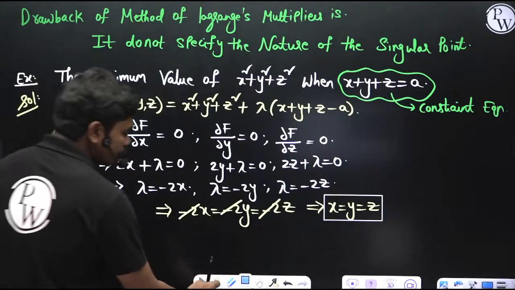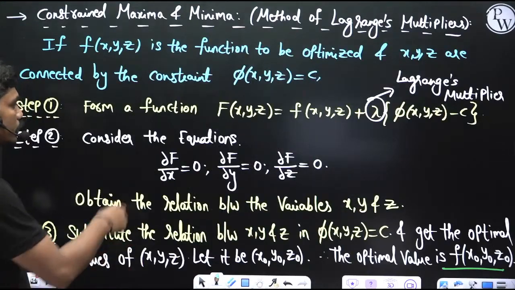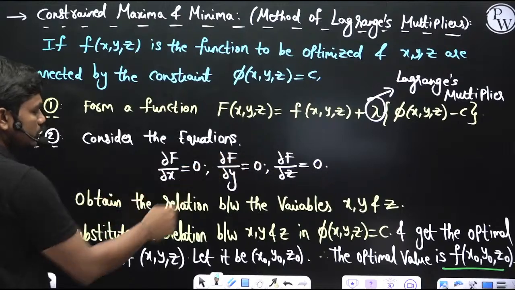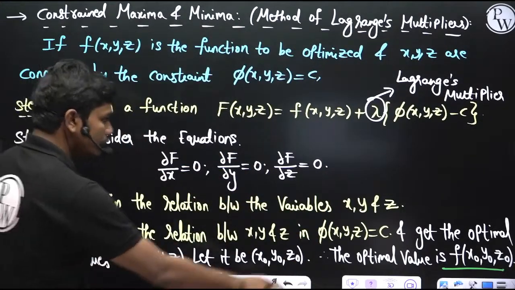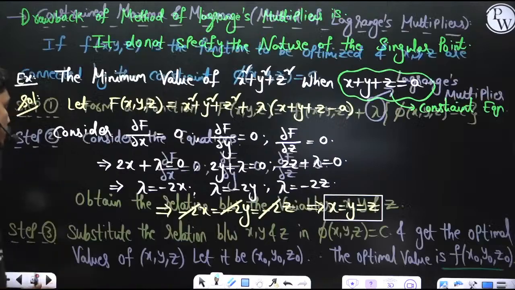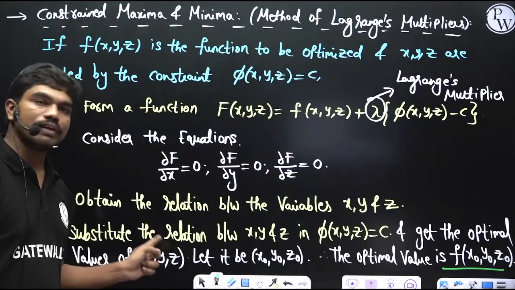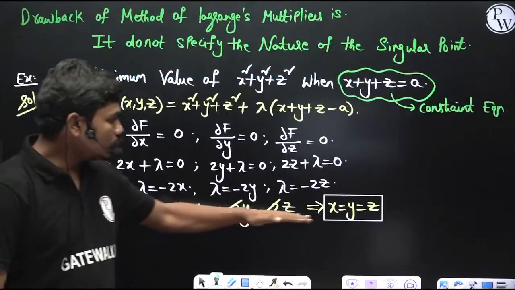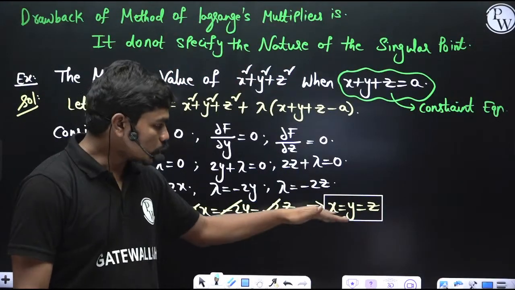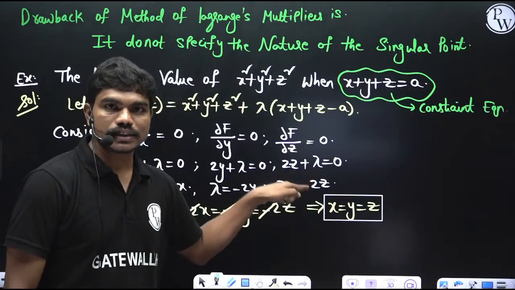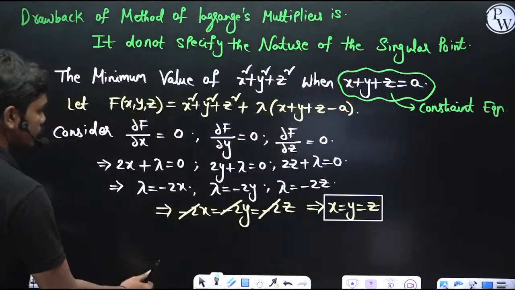Okay, now that's what I have mentioned here. By equating lambdas from different values, consider these three equations to be 0, and obtain the relation between the variables x, y, and z, of course. Okay, so now you got the relation. Now go to the next point. Substitute the relation between x, y, z in this function and get the values of x, y, z. So till this point, you just got the relation between the variables, but you didn't get the values of x, y, z. Okay, so who gives you the values of x, y, z? Definitely x, y, and z should satisfy this constraint equation. Correct?